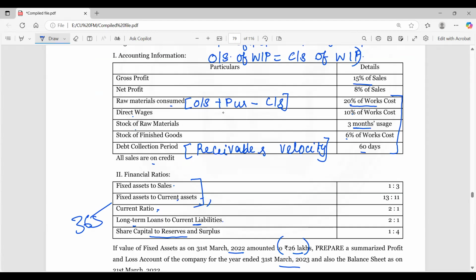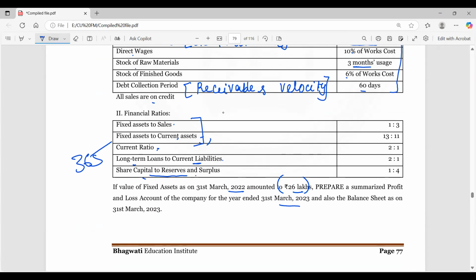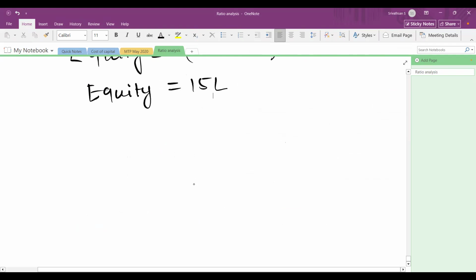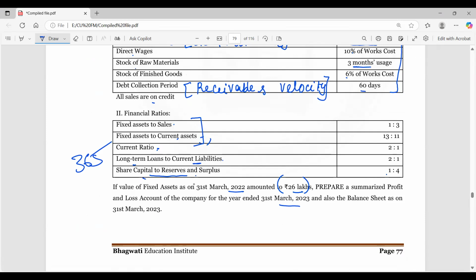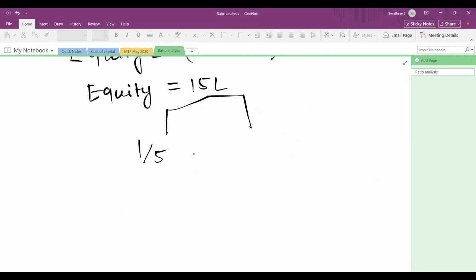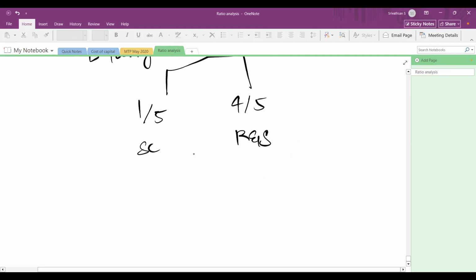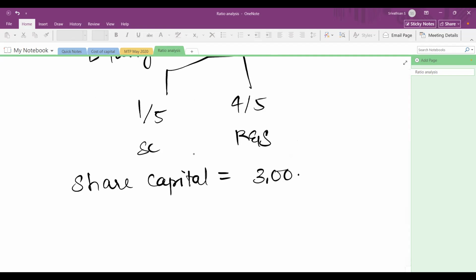Now listen. In the question it is mentioned share capital to reserves and surplus, which means total equity is 15 lakh, out of which 1/5 is share capital and 4/5 is reserves and surplus. Did you all understand? Because equity capital consists of share capital as well as reserves and surplus. So calculate the amount of share capital and reserves and surplus. Share capital is equal to how much? 3 lakh. Reserves and surplus 12 lakh.